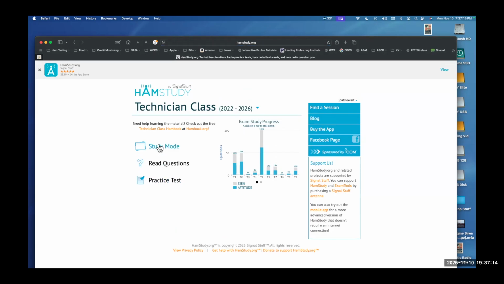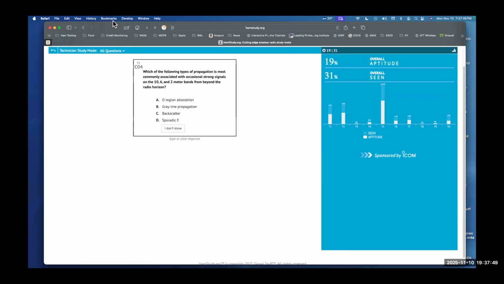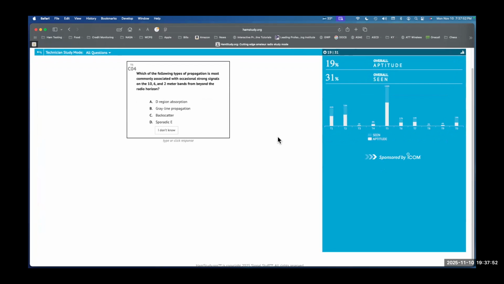What I want you guys to do is make sure you see all of the questions. And you can see I've not used this to study for technician, but I want you to see all the questions. So you need to get this up to 100%. And then you want this number to get up to about 87, 85%. Because remember, when you take the technician test, you need to get 26, I believe, of the 35 questions right. And if you're like me, you want to get as many right as possible.